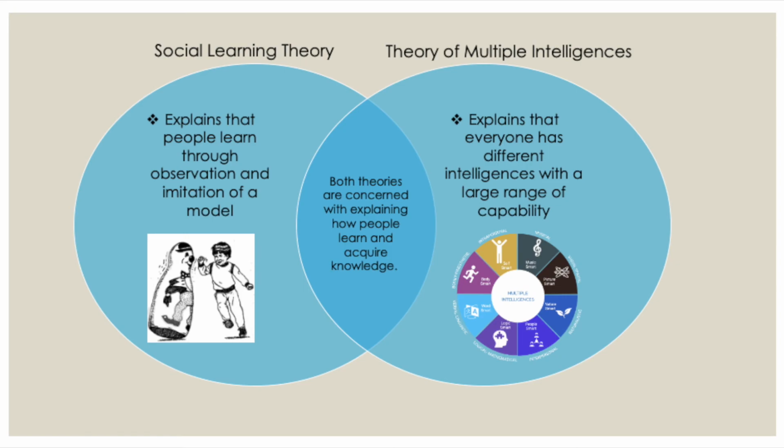Although these theories have some overlap, they also have some things different about them. The social learning theory explains how people learn through observation and imitation. So think back to the students helping each other solve the math problem, or the golfer teaching someone how to putt.